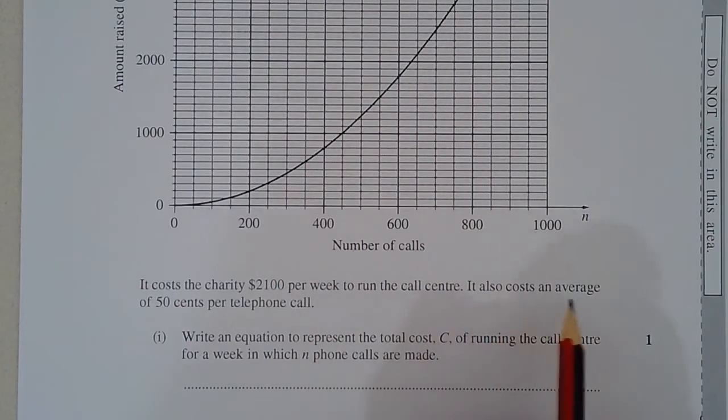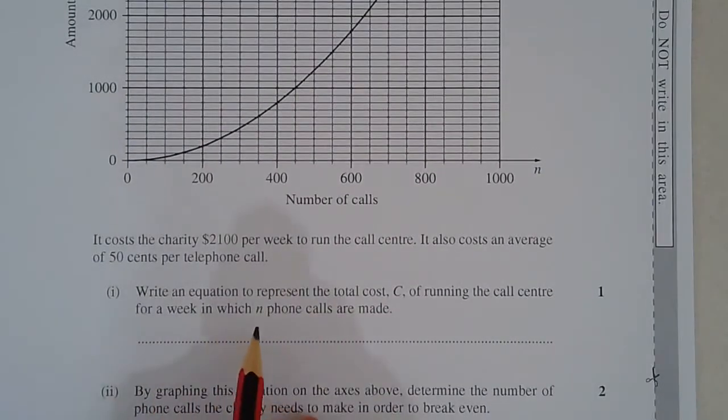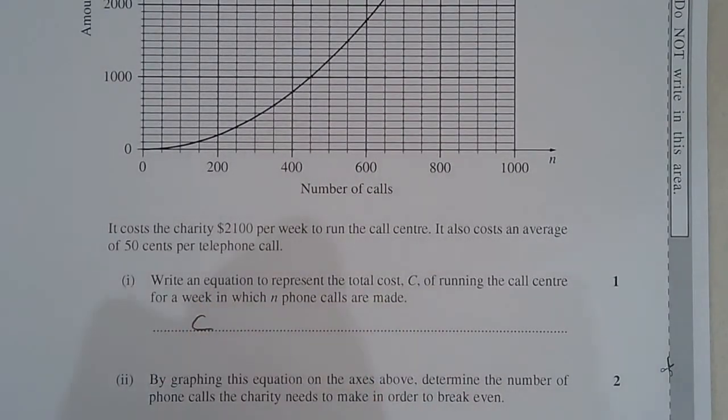It also costs an average of 50 cents per telephone call. So part 1, write an equation to represent the total cost, C, of running the call centre for a week in which N phone calls are made. So that one's a fairly straightforward one.